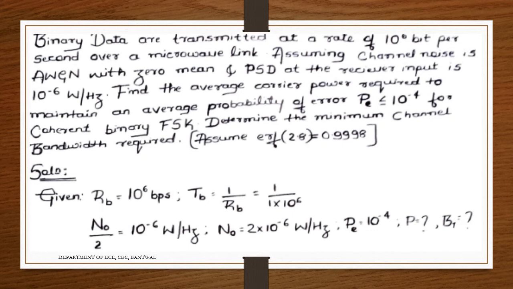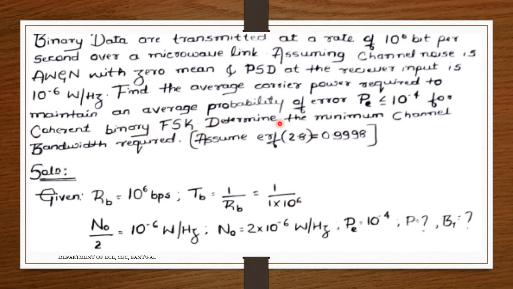Now the next question. Binary data are transmitted at a rate of 10 to the power of 6 bits per second over a microwave link. Assuming channel noise is AWGN with 0 mean and PSD at the receiver input is 10 to the power of minus 6 watt per hertz, find the average carrier power required to maintain an average probability of error P less than or equal to 10 to the power of minus 4 for coherent binary FSK.